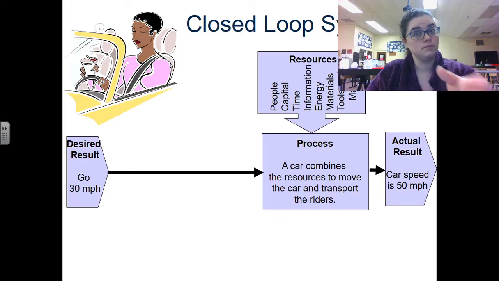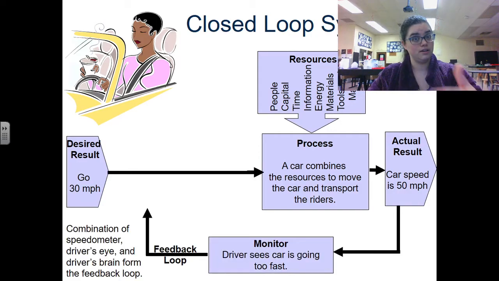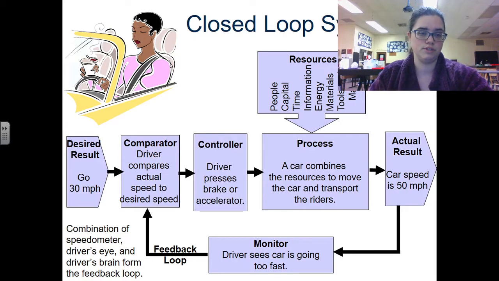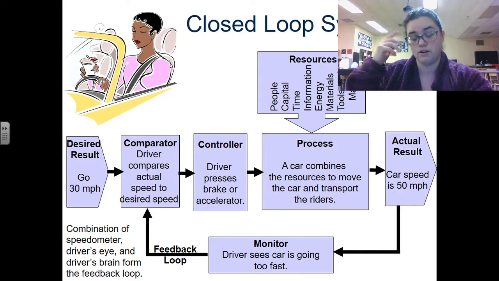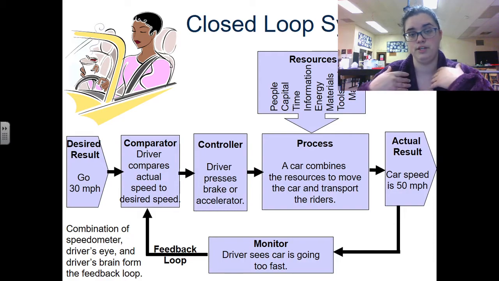Well, since it's a closed loop system with the driver in control, you can monitor the system and say, oh, my speedometer says I'm going 50. I'm going to have to change something. And so that's what you do. You compare your actual speed to the speed you want to be going, you think about it, and you say, oh, I've got to change it. And then you control what happens. There's a comparator and a controller step in the closed loop system.